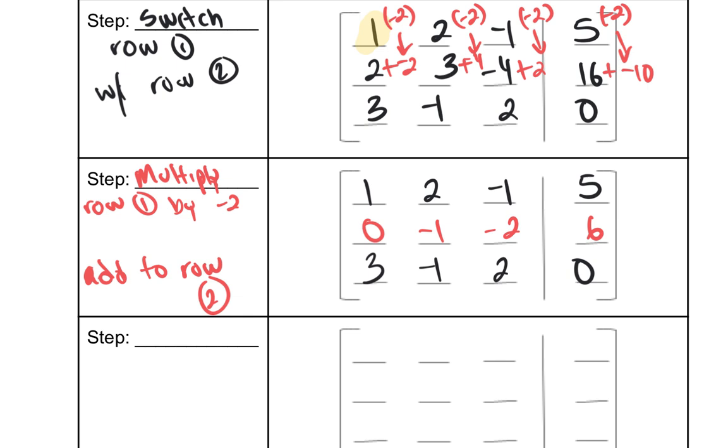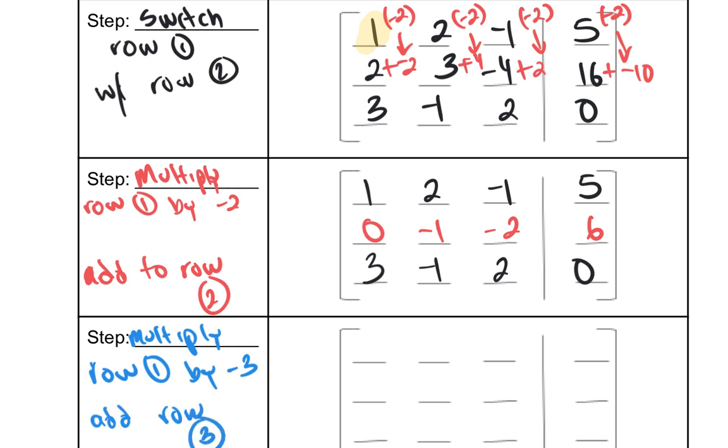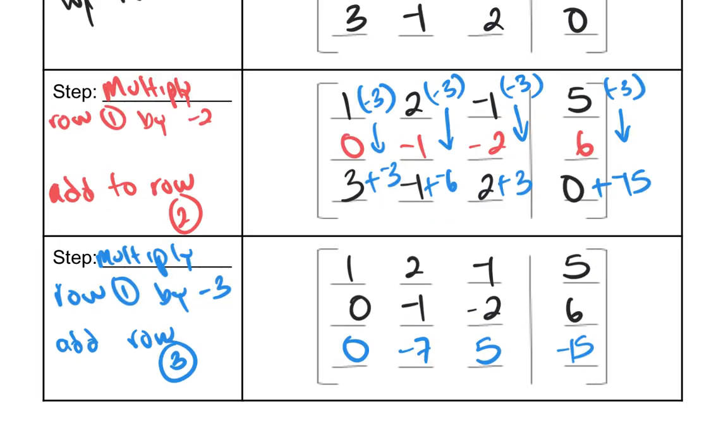Now we're going to move on and make a 0 here. You're going to do the same steps. You're going to multiply row 1, but this time by negative 3 because it has to be the opposite of what I'm trying to get rid of. So same number, opposite sign. And then I'm going to add it to where I want to get rid of the number. In this case, it's row 3. Go ahead and try it, pause the video, try it, and then we can compare answers. So this is what I got. I got the 0 that I needed.